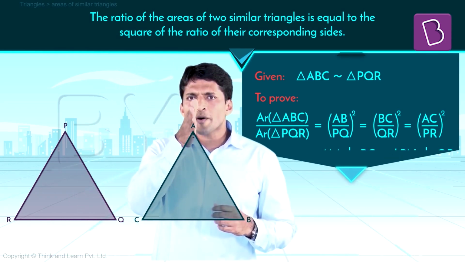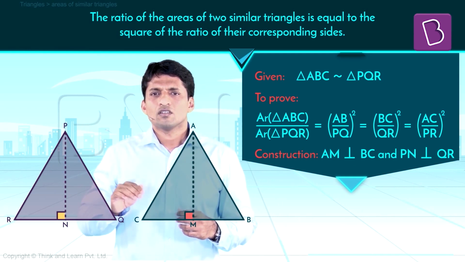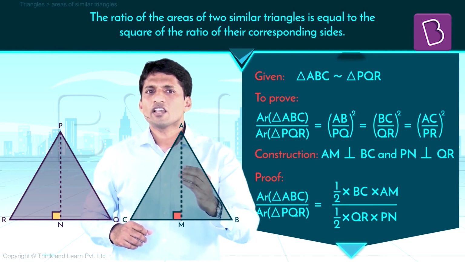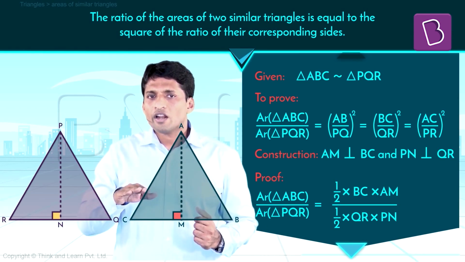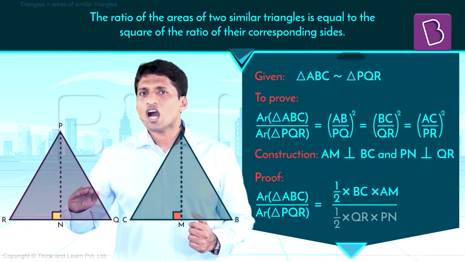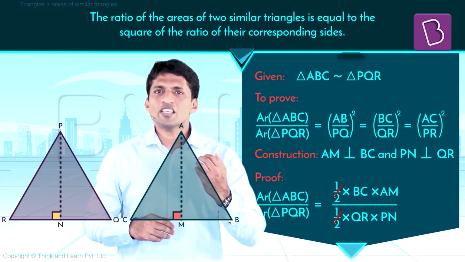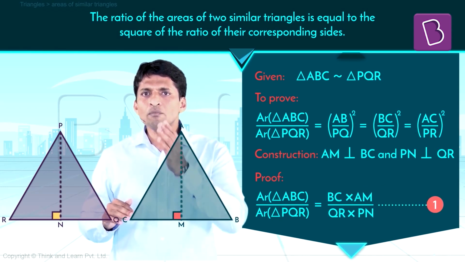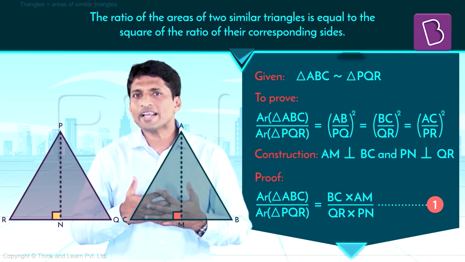Now let's start proving. And it's very simple. First, drop a perpendicular AM and drop a perpendicular PN. Now AM and PN are altitudes. So area of ABC divided by area of PQR will be equal to, now what is area of ABC? Half into BC into AM, and area of PQR is half into QR into PN. So you can write area of ABC by area of PQR as BC into AM divided by QR into PN, because half and 1 by 2 will get cancelled.